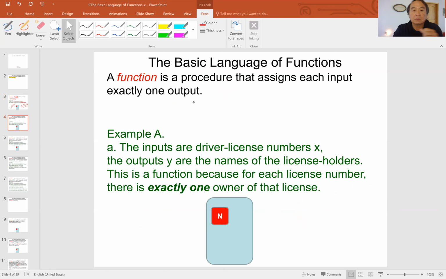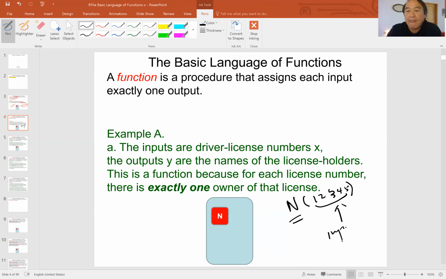So this app is probably on your cell phone or some device, and it will have a name, and let's call this app N, for names. What the app does is that if you enter the number 1, 2, 3, 4, 5, this is the input, and what it produces is the output. The name will produce the name of the person, or in this case, King Kong.